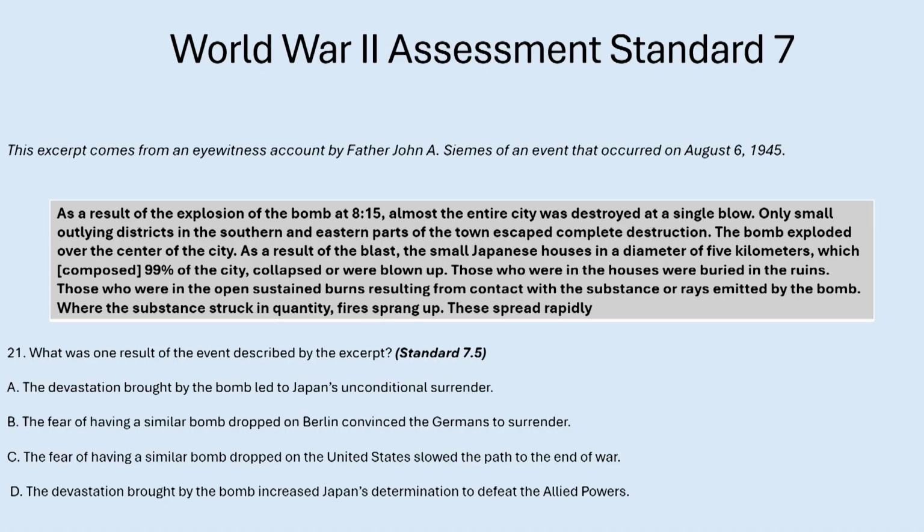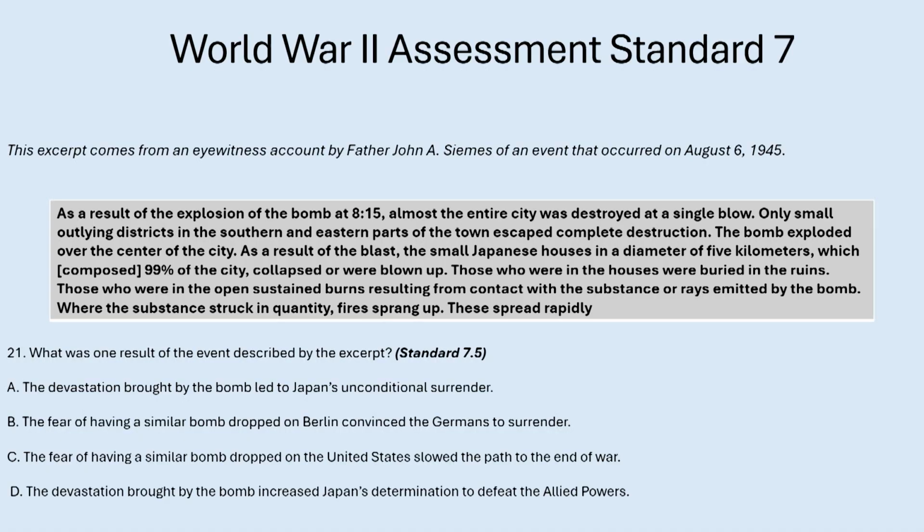As a result of the blast, the small Japanese houses in a diameter of 5 kilometers, which composed 99% of the city, collapsed or were blown up. Those who were in the houses were buried in the ruins. Those who were in the open sustained burns resulting from contact with the substance or rays emitted by the bomb. Where the substances struck in quantity, fires sprang up. These spread rapidly. What was one cause of the event described by the excerpt?